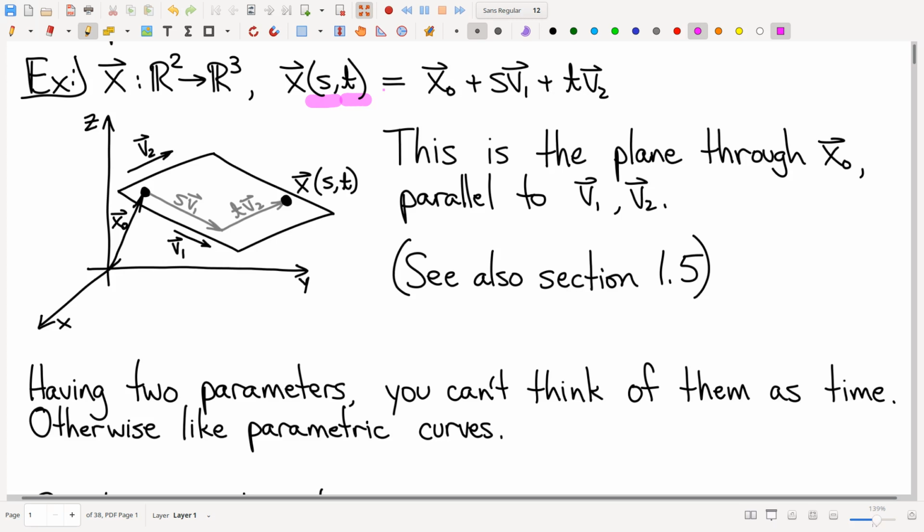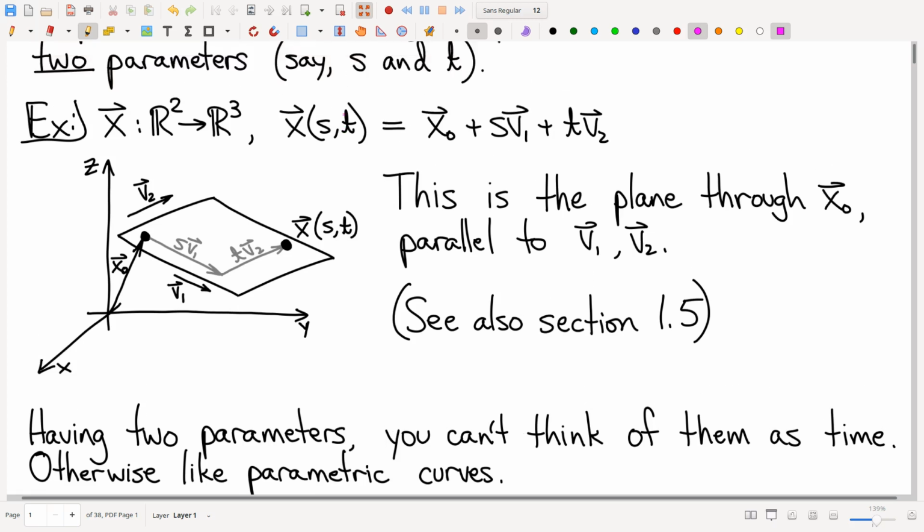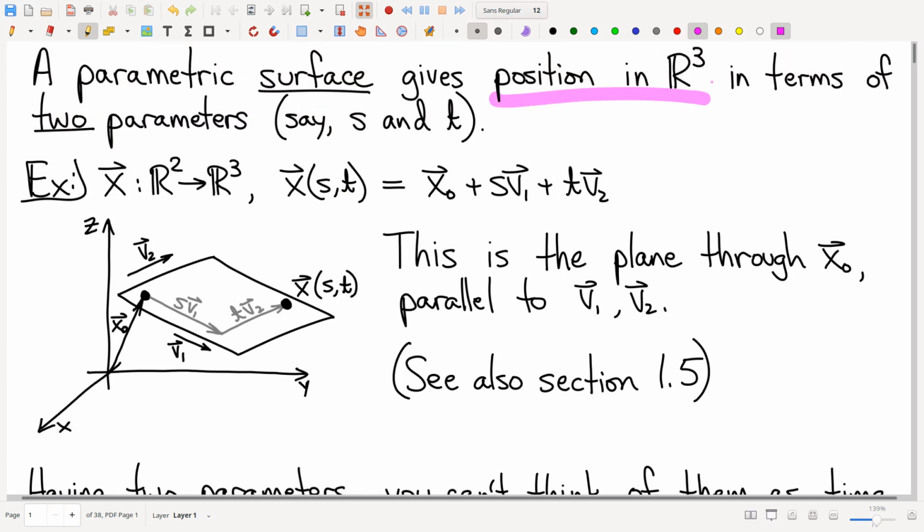Well, now we have two parameters. And these two parameters can't both be time. I would find it too confusing anyway to try to imagine these both being their own different senses of time. It just doesn't make any sense. So basically we have to abandon this idea of thinking of the parameters as being time. That's a little bit unfortunate, but it remains, as previously stated, that position is a function of these parameters. You just can't think of them as time anymore.